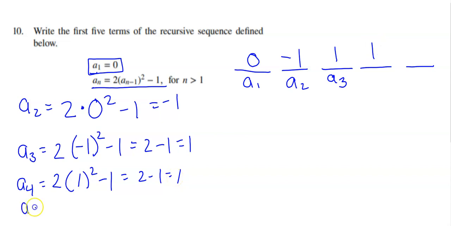For my a sub 5, hopefully we've seen a little bit of a pattern here, but it won't always happen with every sequence. So I get 2 times my a sub 4 value, which is 1, squared, minus 1, which is equal to 1. So 0, negative 1, 1, 1, 1 would be the first 5 terms of our recursive sequence.